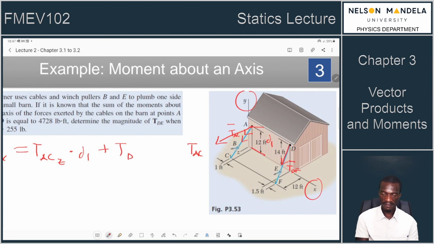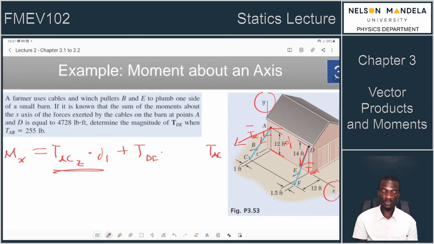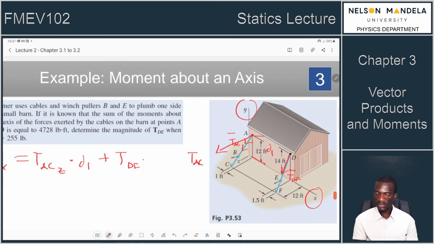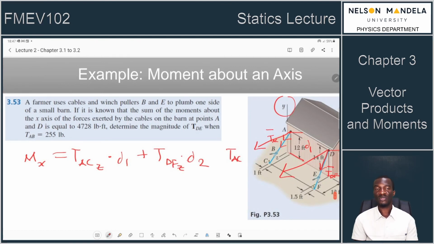TDF. I'm just writing it in magnitude form because we're looking at a moment about an axis. TDF also has some projection in the z-axis, so we can easily use that projection TDF in the z and then multiply by the distance. This time it's 14 feet, so let's call it D2. As far as the D's are concerned, you already know those.